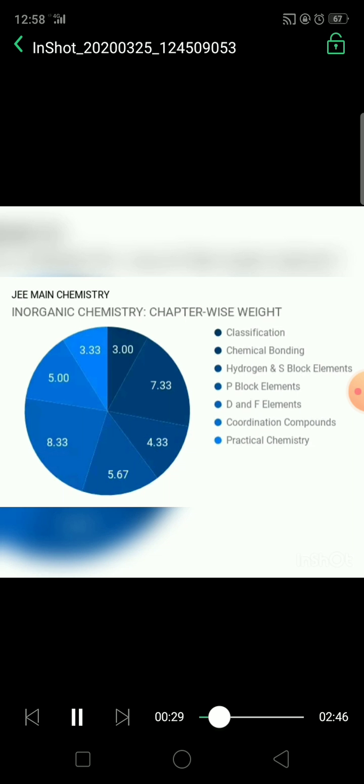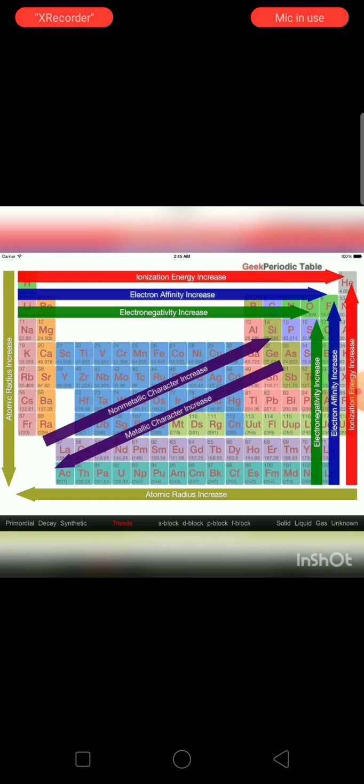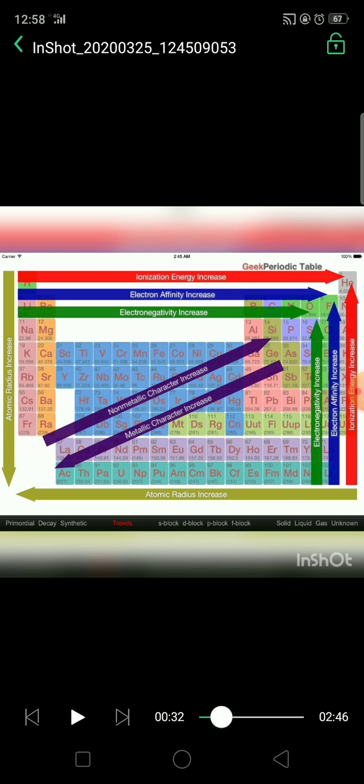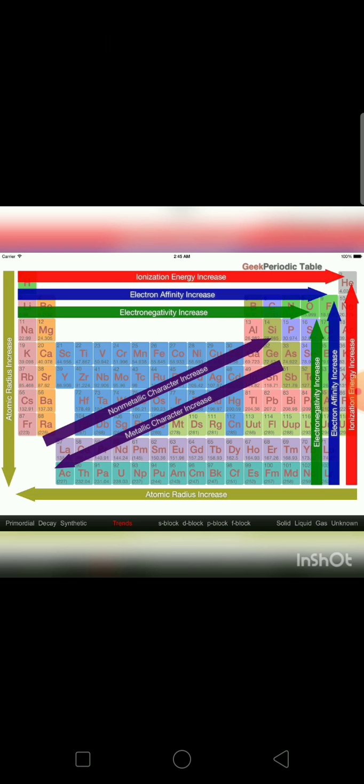So what is important that I am going to do now? The important thing is the trends. How the trends vary in your periodic table, and how they will be useful in other topics and other questions. So first of all, we can see the atomic radius. Atomic radius, you can see the yellow arrow mark in the left side extreme corner and down of the periodic table. What happens to atomic radius?